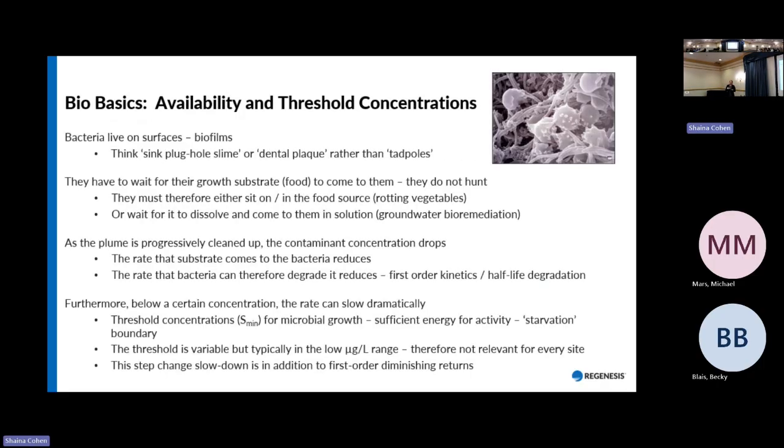So a little bit about just the basics of how these bacteria operate. And I know the little graphic I showed of plucking off the chlorines from the PCE is completely at odds with what I'm about to say here. But bacteria do not float around freely like tadpoles or something. They're really more on these biofilms.